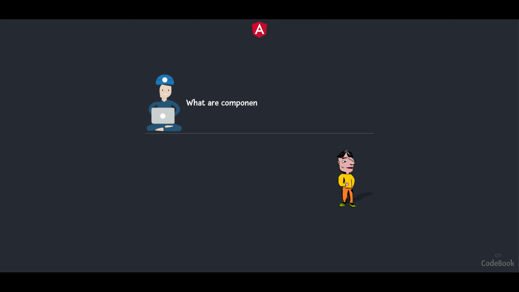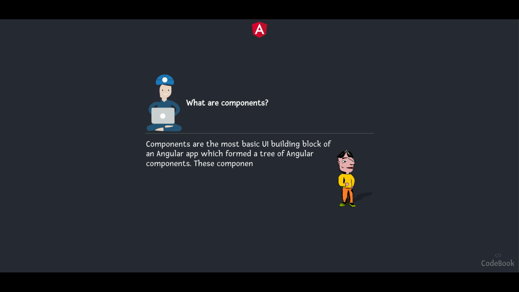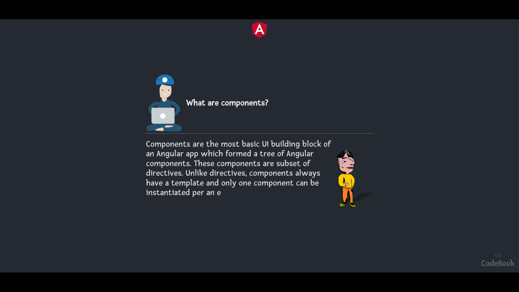What are components? Components are the most basic UI building block of an Angular app, which form a tree of Angular components. These components are a subset of directives. Unlike directives, components always have a template, and only one component can be instantiated per element in a template.